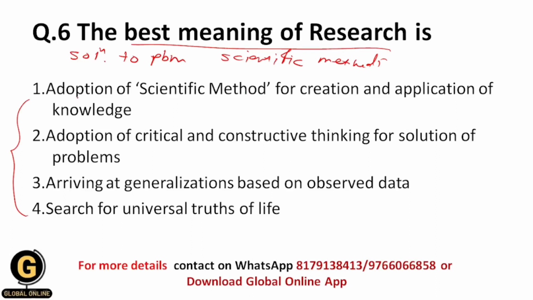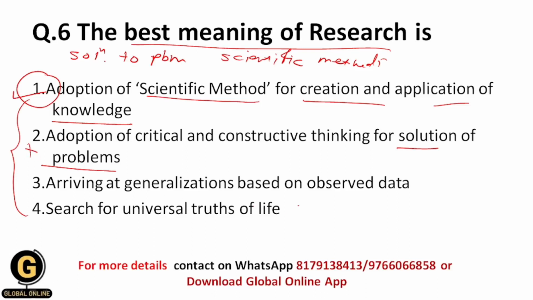So let us see the options. Adoption of scientific method for creation and application of knowledge. Yes, research uses the scientific method for creating and applying knowledge, and that's why this option is the correct answer. Adoption of critical and constructive thinking for solution of problems. It is not always necessary that research should be critical and constructive, but it is necessary that it should follow a scientific method. So this is incorrect.